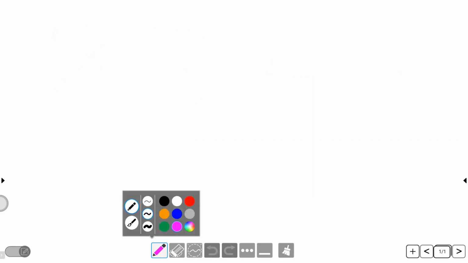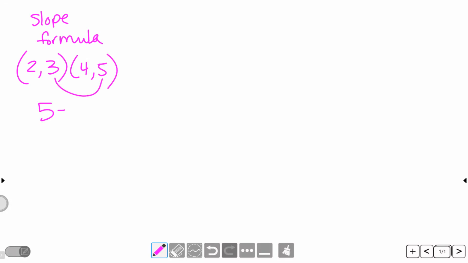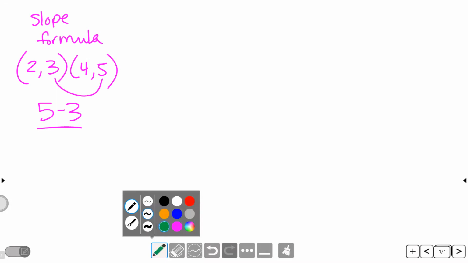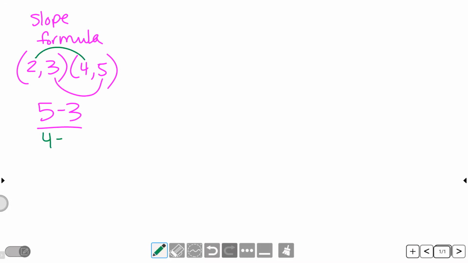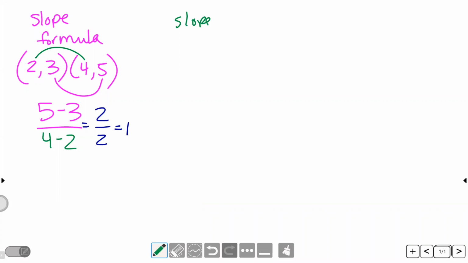Okay. Then, of course, finding the slope. And you'll have to find the slope from a graph and from an equation and from the formula. So first we'll do slope formula. Here's an example. We'll just use a basic 2, 3, 4, 5. That's when you do back minus back, so 5 minus 3. Front minus front, so 4 minus 2. Simplify, simplify, simplify.